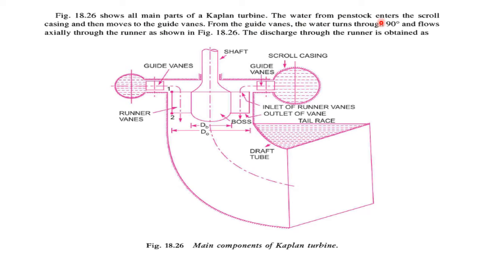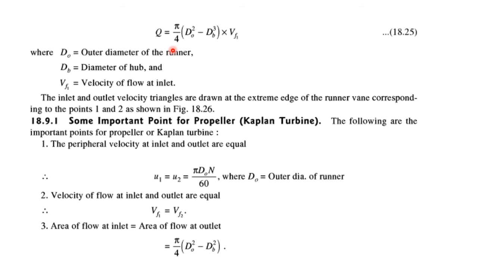The water from the penstock enters the scroll casing and then moves to the guide vanes. From the guide vanes, the water turns through 90 degrees and flows axially through the runner as shown in the figure. The discharge through the runner is obtained as Q equals pi by 4 multiplied by dO square minus dB square, multiplied by Vf1.